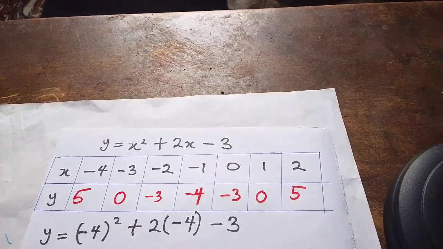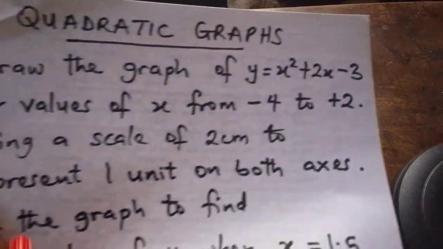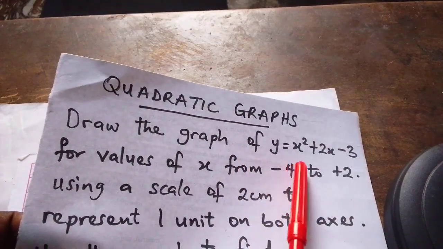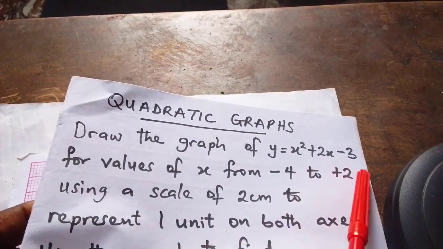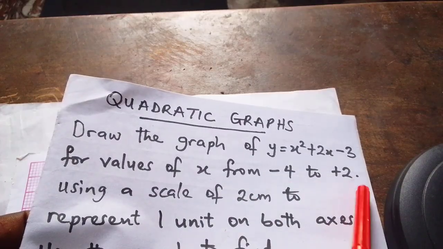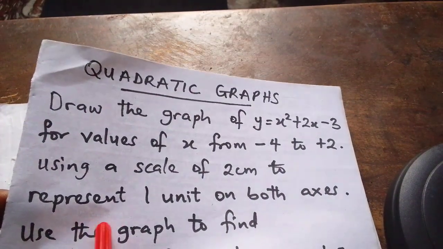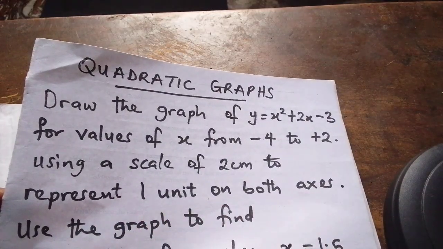Then after this, you will need to draw the graph. So let's come back to the question. The question says draw the graph of y equals x squared plus 2x minus 3 for values of x from minus 4 to plus 2 using a scale of 2 cm to represent 1 unit on both axes.